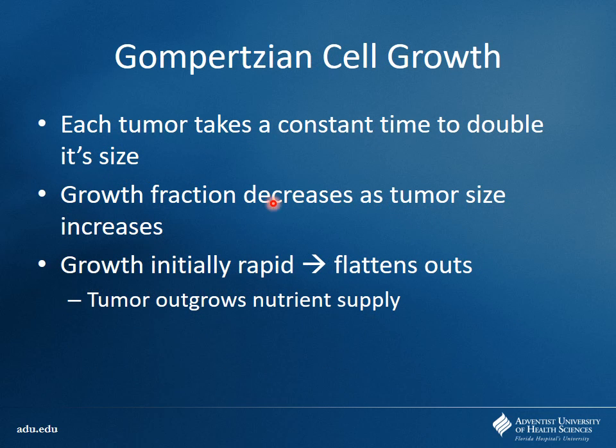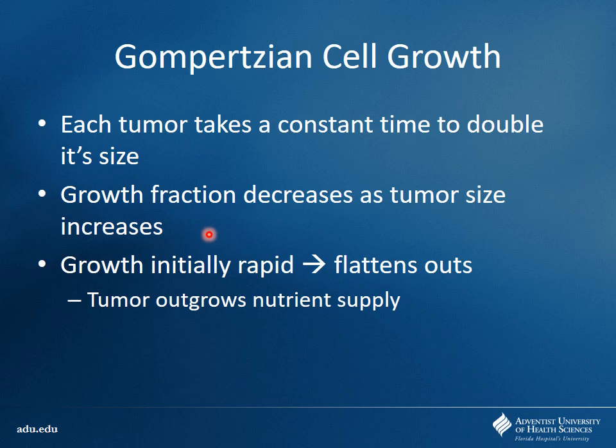So there's this term, I don't know if you guys have heard this, Gompertzian cell growth. Ever heard that term? It's kind of a fancy term you can use to impress your friends. Basically, it just means that every tumor takes about a constant amount of time to double its size, right? Because again, that mitosis phase, where they're doubling, doesn't really change a lot. So again, it's the same process no matter how big the tumor is.